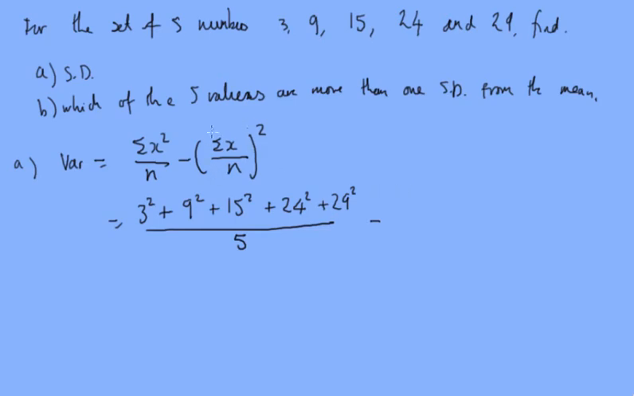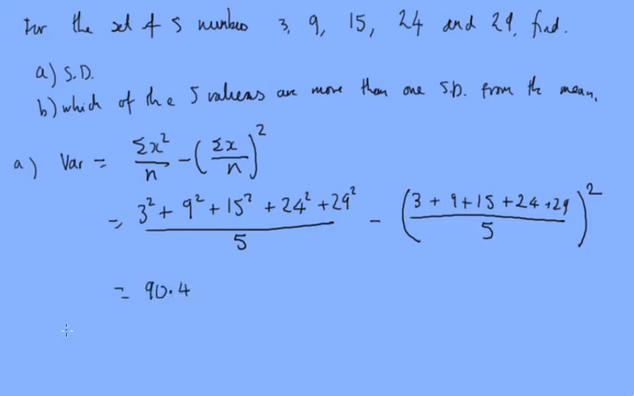So for this part, what we do is we add 3, add 9, add 15, add 24, add 29, all over 5. Then the answer to this we then square. So that gives us, when you work that out, you get 90.4. So the standard deviation is equal to the square root of 90.4, which is 9.51.